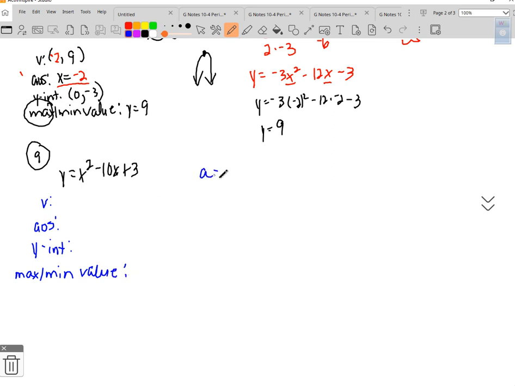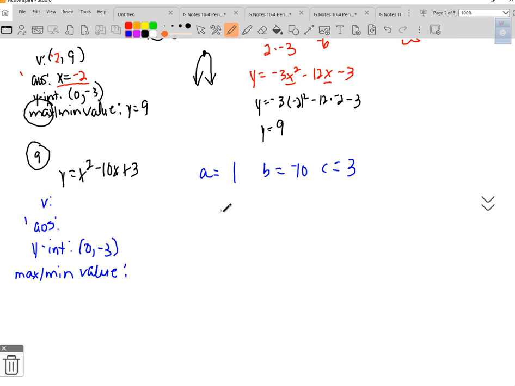So first thing we do, A, B, and C. A is 1, B is negative 10, and C is positive 3. This is always our y-intercept, so we're going to go ahead and go down here. Remember, it's the ordered pair 0, 3. We need a vertex to do that.